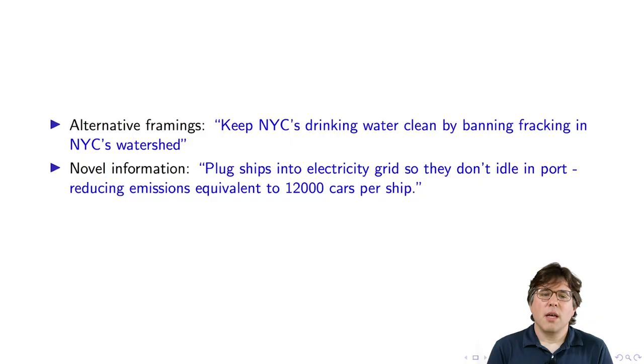The second broad category of things that was uploaded and scored well is what we call novel information. Here's an example: plug ships into the electricity grid so they don't idle in port, reducing emissions equivalent to 12,000 cars per ship. That sounds pretty cool. In fact, you may wonder if this is even true. The mayor's office investigated and found that it is approximately true. They thought it was closer to about 5,000 cars per ship.